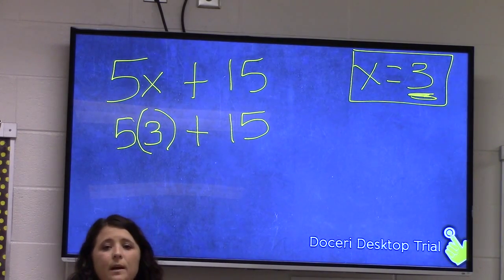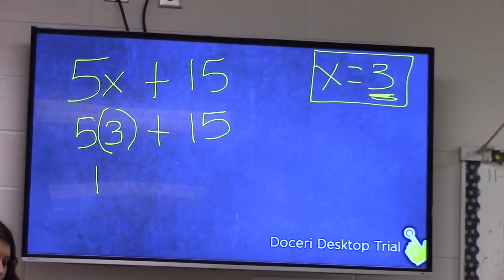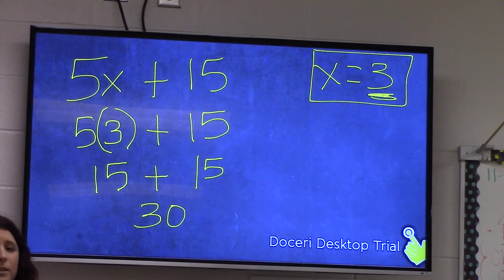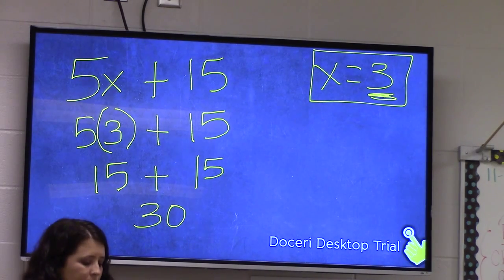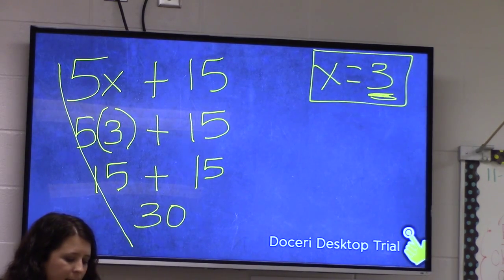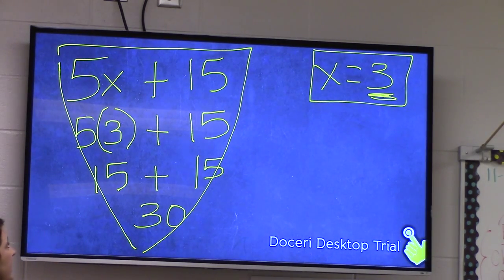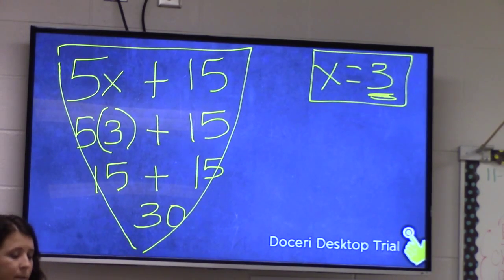Now, we have to use our order of operations, which we've already learned. So the first thing we would do is multiply in this case. So 5 times 3 is 15, plus 15 is 30. And when I work out expressions, when I work out equations, or I'm using order of operations, I like to make a pizza formation, or some kids say nacho. We don't use the equal sign really, we work down until we get to our answer.